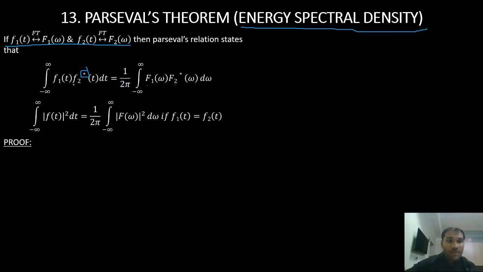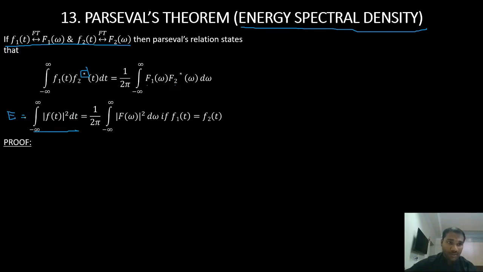Now what will happen if f1 and f2 are same? If f1 and f2 are equal to just f, then this will become f of t into f conjugate of t, which is nothing but the square of the magnitude, |f(t)|² dt. What is this? This is nothing but the energy of f of t, right?